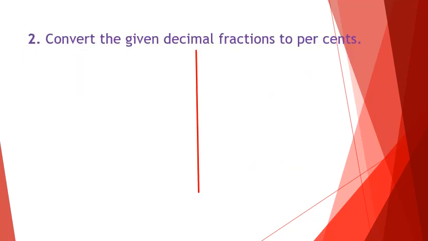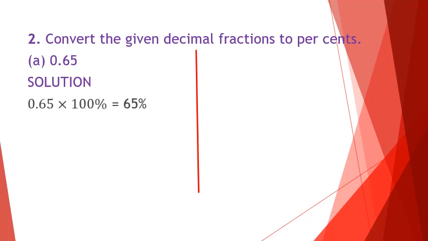Next, question number 2: convert the given decimal fractions to percents. Our first question, 0.65. Children, to convert into percents, what do we have to do? Yes, we have to multiply it by 100, then put the percentage symbol. While multiplying a decimal number by 100, what will happen? Yes, the decimal point will shift 2 digits to the right side.